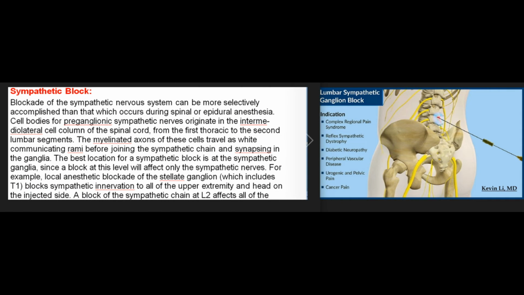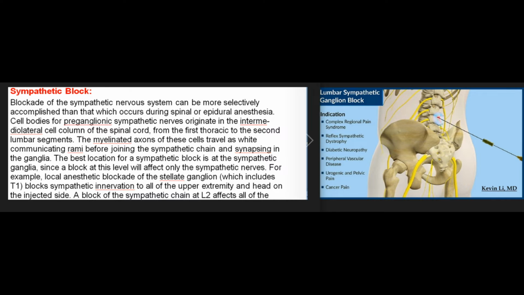Sympathetic blockade of the sympathetic nervous system can be more selectively accomplished than that which occurs during spinal or epidural anesthesia. Cell bodies for preganglionic sympathetic nerves originate in the intermediolateral cell column of the spinal cord, from the first thoracic to the second lumbar segments. The myelinated axons of these cells travel as white communicating rami before joining the sympathetic chain and synapsing in the ganglia.